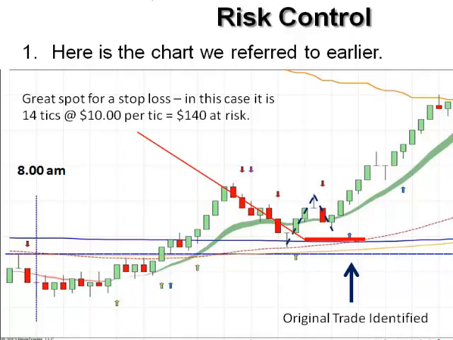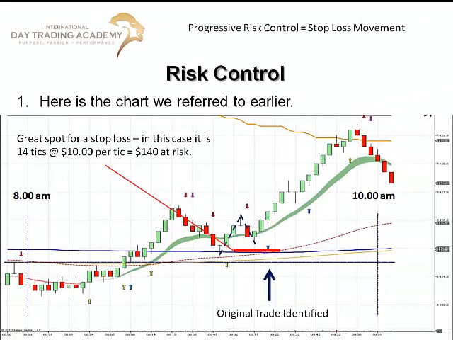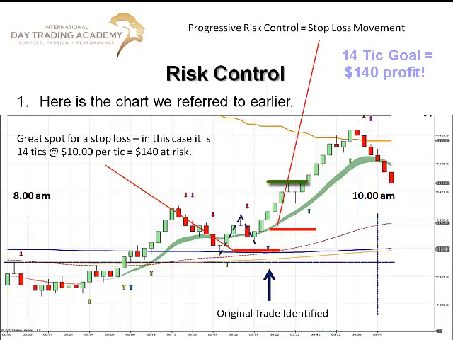What we can do, ladies and gents, is we can actually be very, very smart about our stop loss and use a strategy or a tactic we refer to as progressive risk control, which means basically stop loss movement. Let me show you exactly what I mean by that. If we move our stop loss higher, we are risking less money. Now, I'll ask you a question, ladies and gents. If the trend starts to move in your favor and you start to move towards your profit target, why not move your stop loss even higher to reduce your risk? Say our goal in this trade is 14 ticks to $140. As we move our stop loss higher and higher, call it progressive risk control, we are risking less and less money in order to gain our $140.